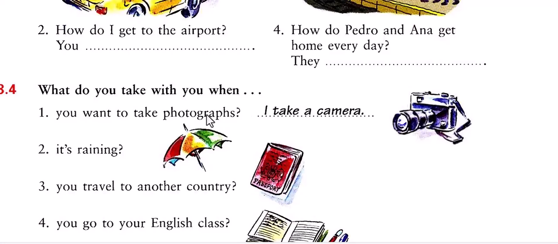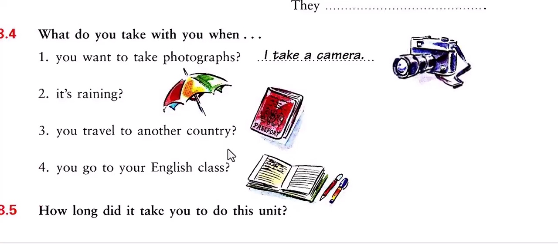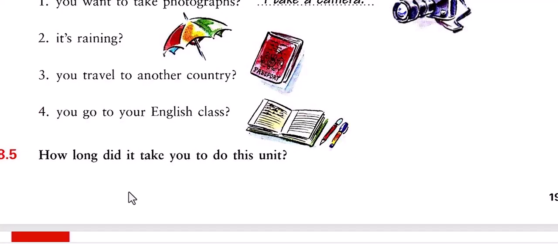What do you take with you when you want to take photographs? I take a camera. It's raining, you take an umbrella. You travel to another country, maybe you take a passport. You go to your English class, you take your textbooks and pens, for example.